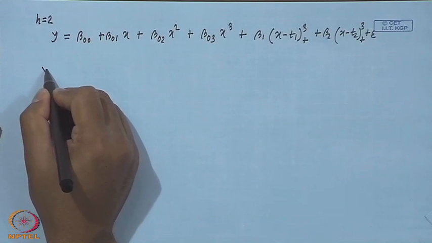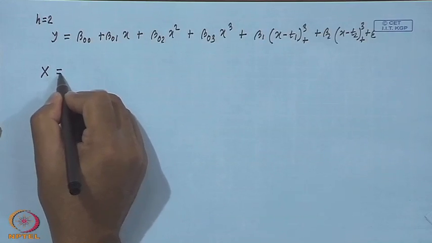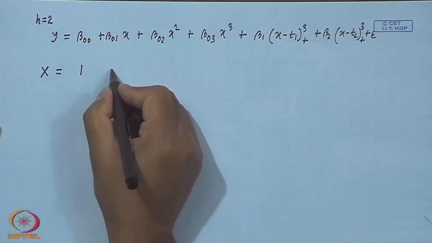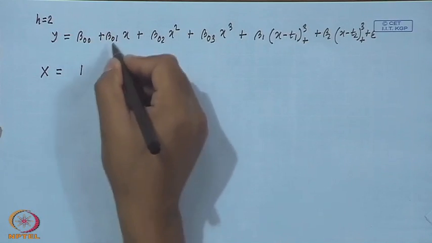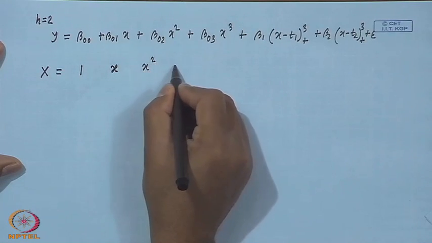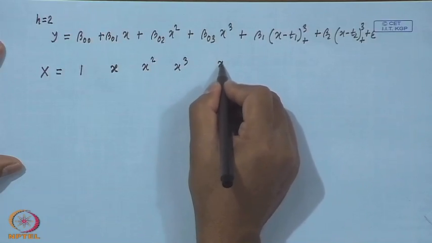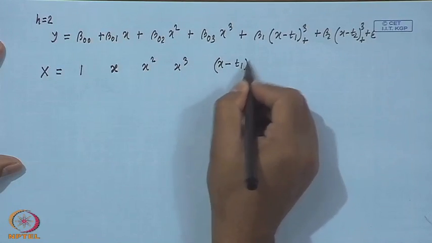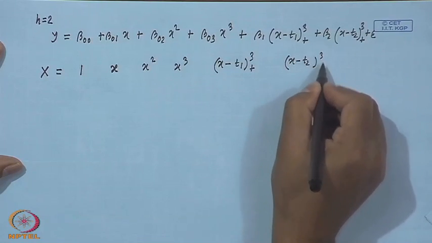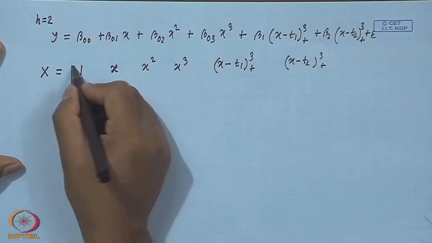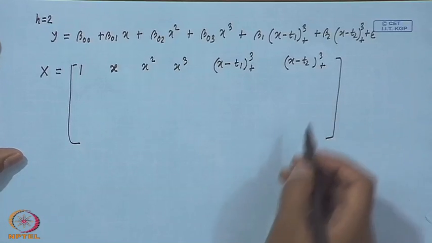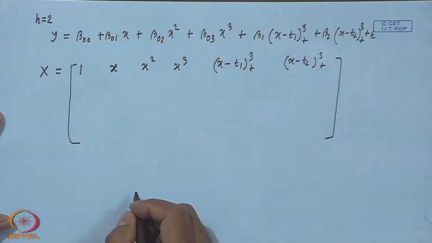So, first you try to compute the coefficient matrix X, which is nothing but a column of 1s, and then the columns corresponding to the regressor x, and then x square, x cube, and then (x minus t 1)^3 plus and (x minus t 2)^3 plus. So, here is the X matrix. If you do not understand, again I am going to give an example to explain all these things.